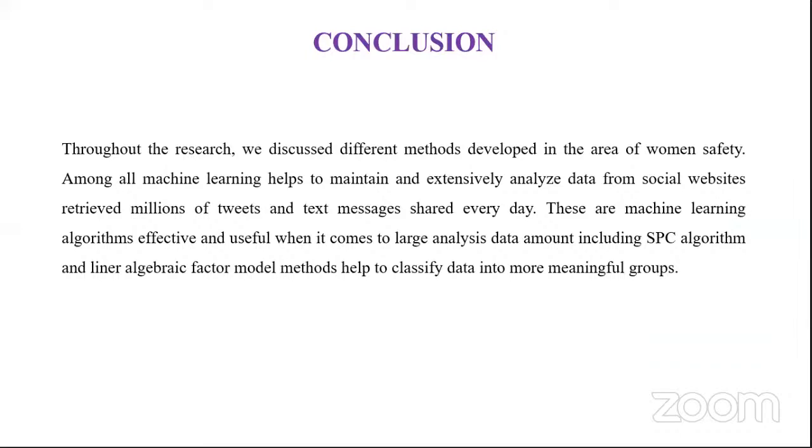Finally, my conclusion is that throughout the research, we discussed different methods, like Android device and machine learning algorithms, developed in the area of human safety. Among all, machine learning helps to maintain and extensively analyze data from social websites, which receive millions of tweets and text messages shared by everybody. Machine learning algorithms are effective and useful when it comes to large amounts of data analysis, including SVM algorithms, and the linear algebraic factor model helps to classify the data into more meaningful groups.